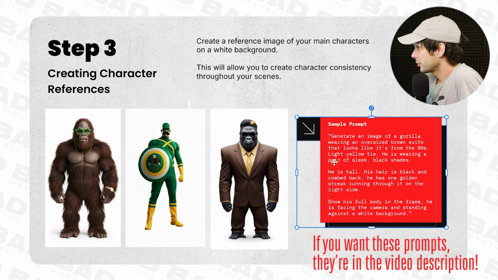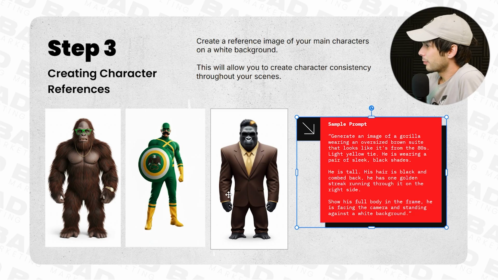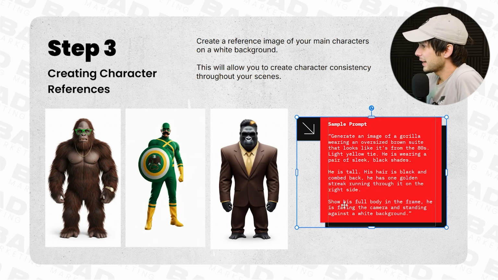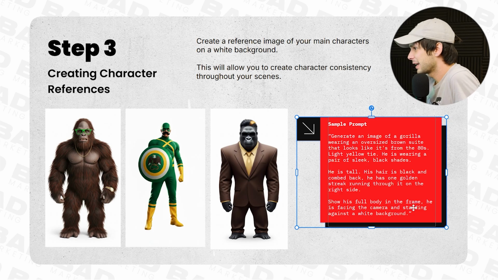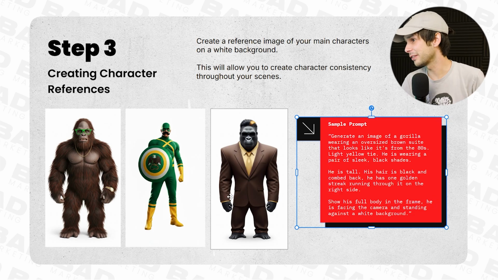So generate an image of a gorilla wearing an oversized brown suit that looks like it's from the 80s, light yellow tie. He's wearing a pair of sleek black shades. He's tall, his hair is black and combed back. He has one golden streak running through it on the right side. Show his full body in the frame. He is facing the camera and standing against white background. And that's how I got this guy.